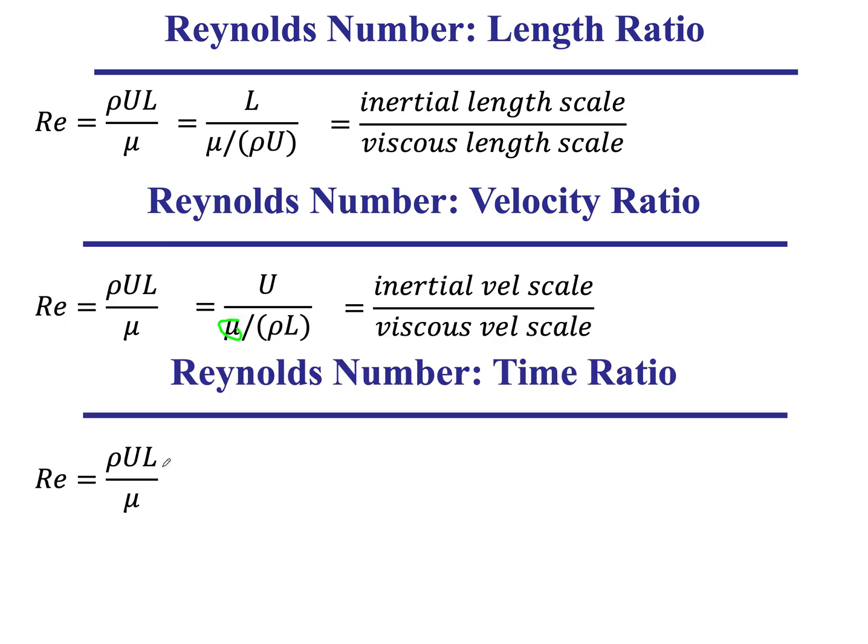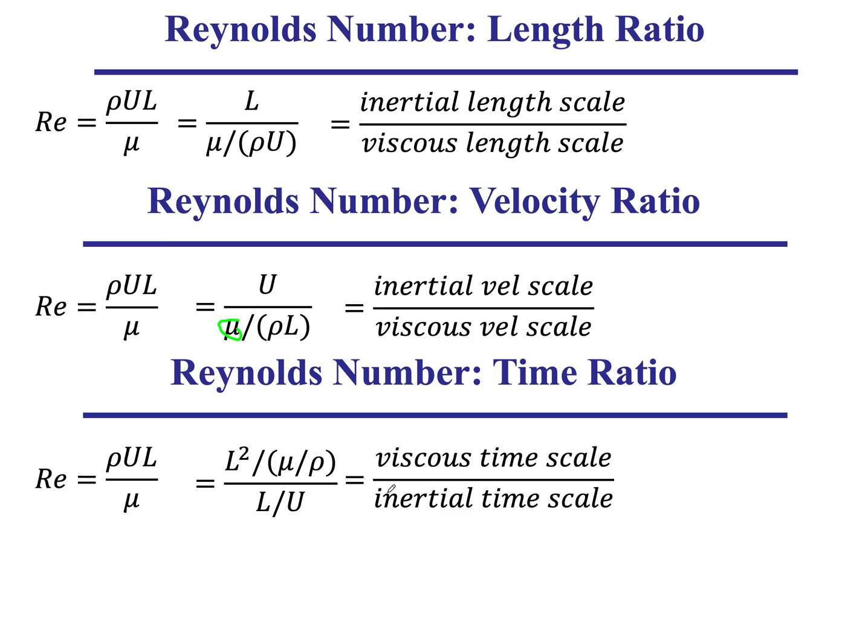And there was a typo in the previous lecture. We could think about it as a ratio of time scales, and it would be the viscous time scale over the inertial time scale, not the inverse as we had in the previous lecture, so please correct that.